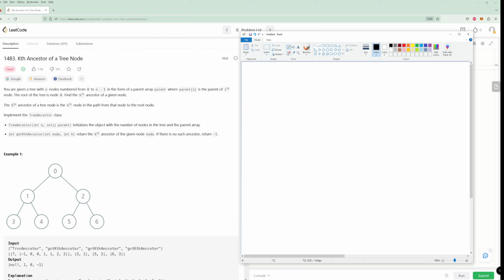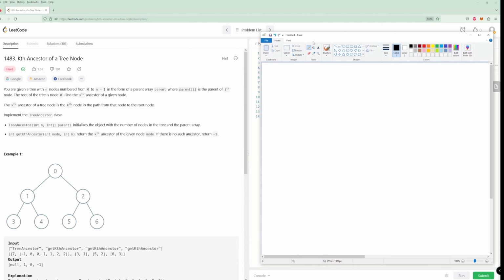So let's think of another algorithm. Is there another way we can get these ancestors in a more efficient way than just going up k times? Well, let's draw this tree, and let's draw a few more nodes here. 6. So I'll just draw this many nodes.